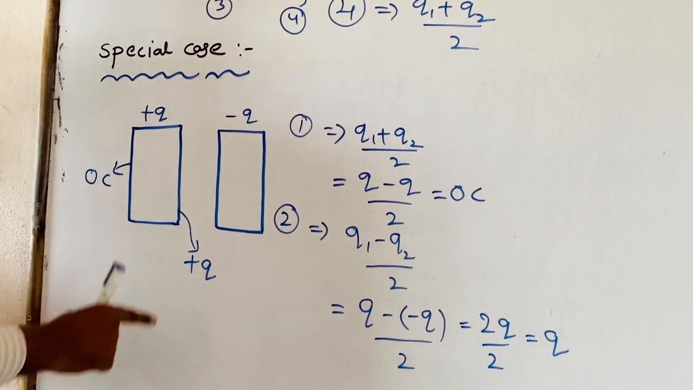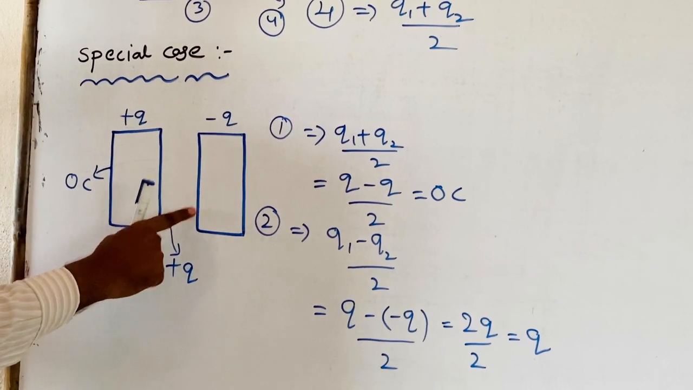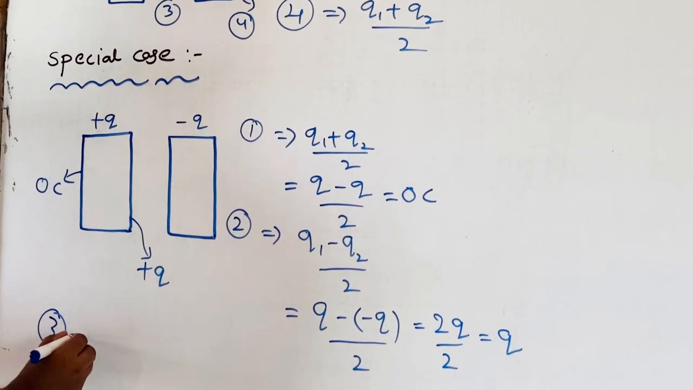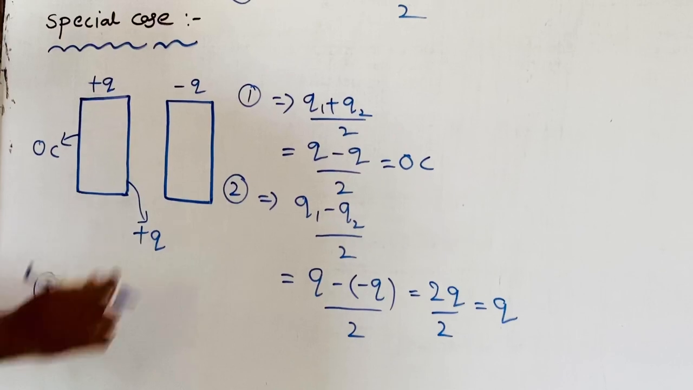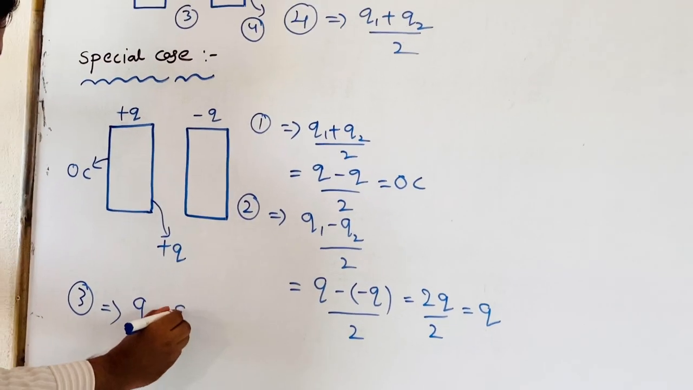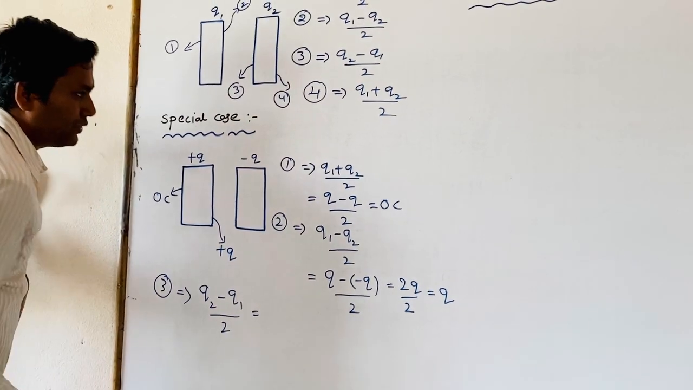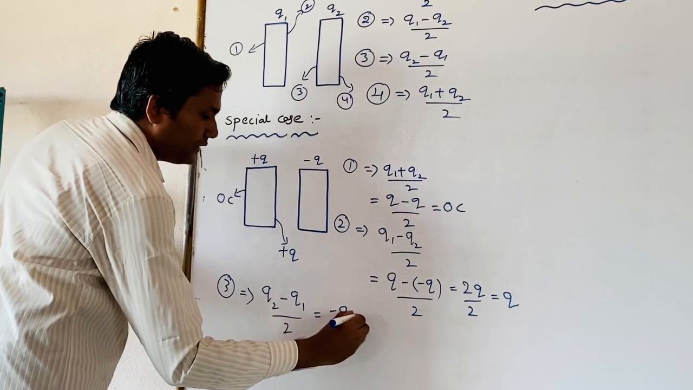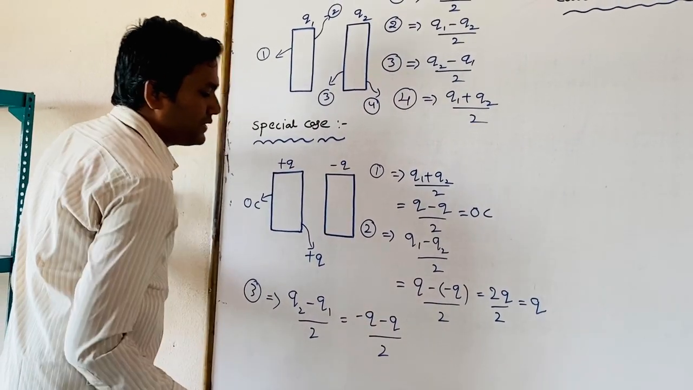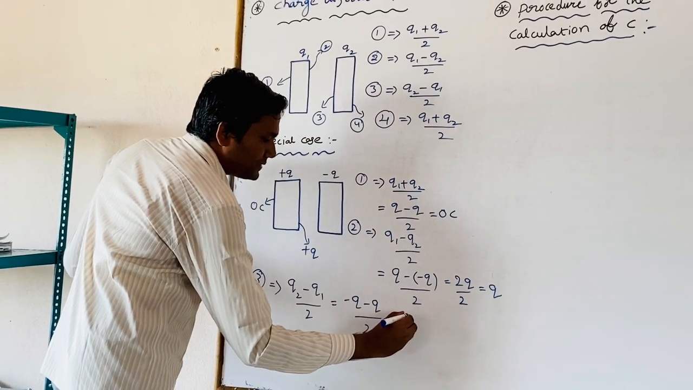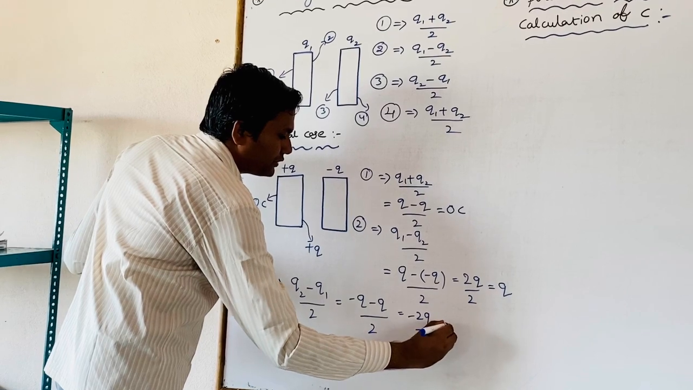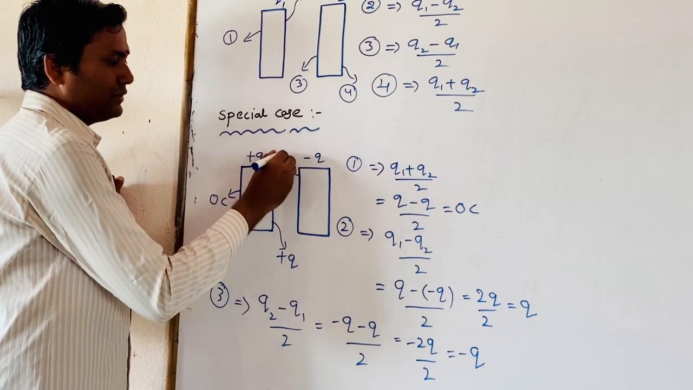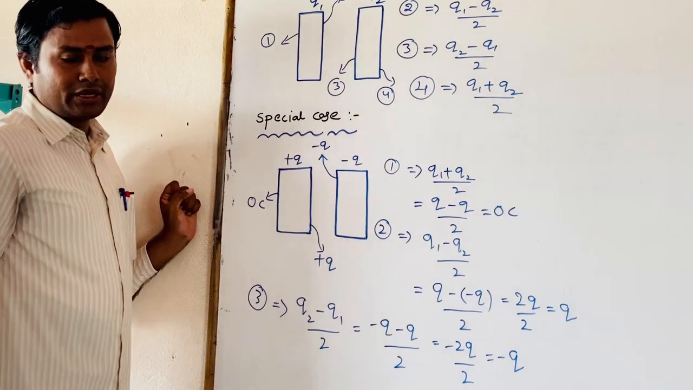Now in the same manner, let us try to calculate the charge on third surface as well as the charge on fourth surface. So what is the charge on third surface again? What is the formula? Q2 minus q1 by 2. What is q2? Q2 is minus q. What is q1? Q1 there plus q, minus q by 2. It implies minus 2q by 2, nothing but minus q. So what is the charge on the surface now? This surface contains the charge minus q.